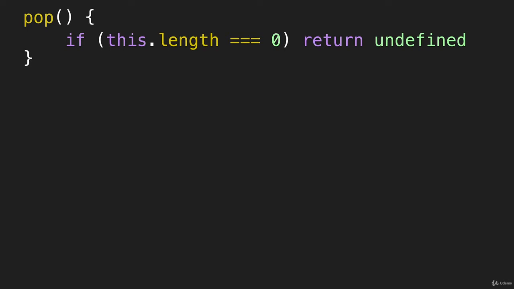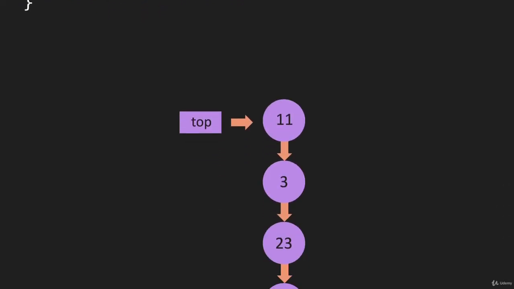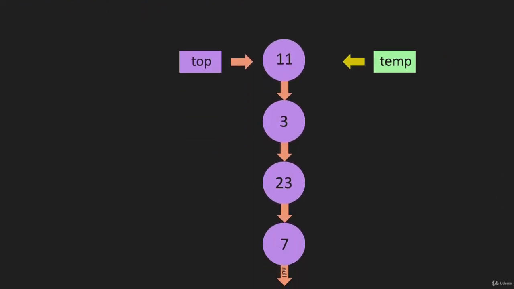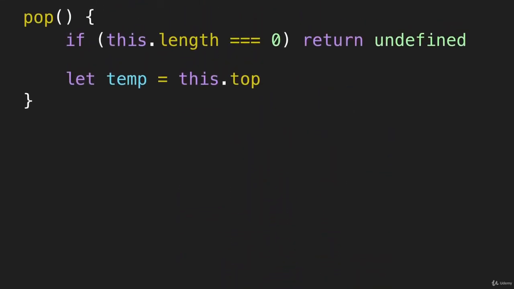Then we're going to need a variable to point to the item that we're going to return. So we'll say let temp equal this.top. That's going to look like this. We're going to have the temp variable point to the node that we're going to return. Let's go back over here.